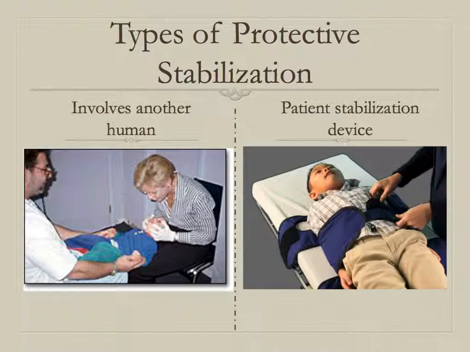The restriction may involve another human, a patient stabilization device, or a combination thereof. It is used in the treatment of infants, children, adolescents, or a patient with special healthcare needs. Examples of protective stabilization devices can include the papoose board, pedi wrap, or, in the instance of human stabilization, knee-to-knee stabilization.